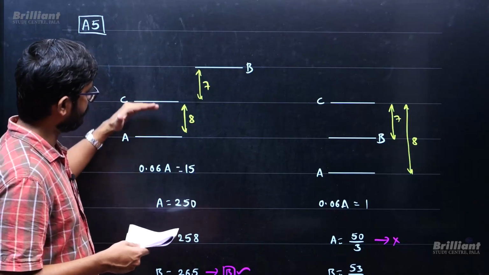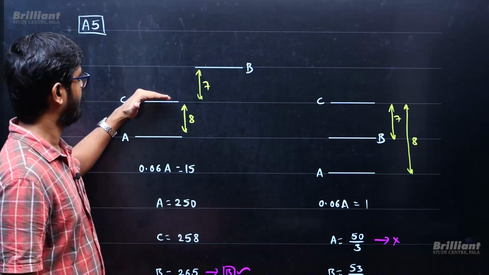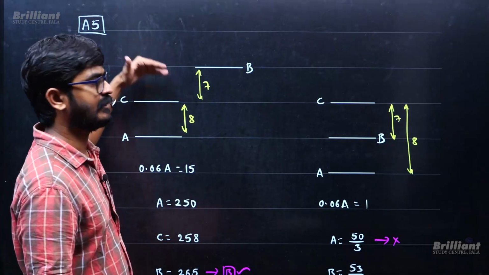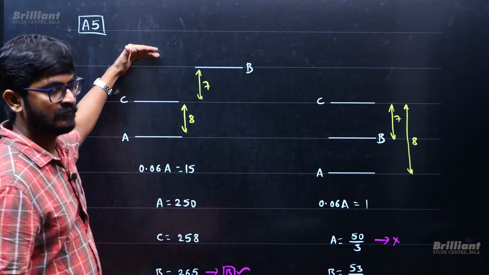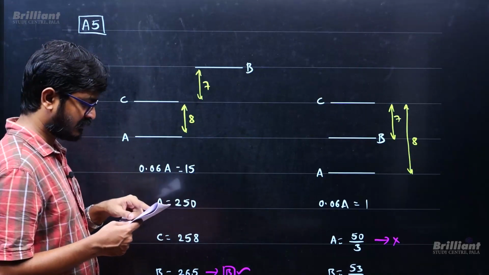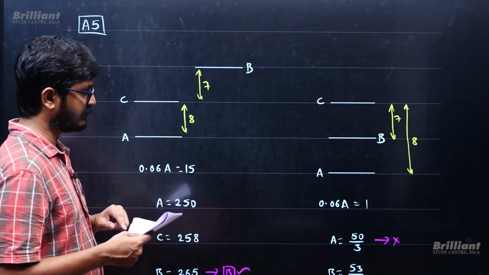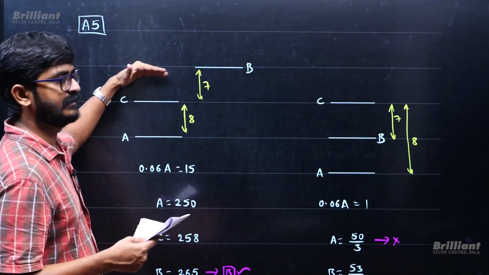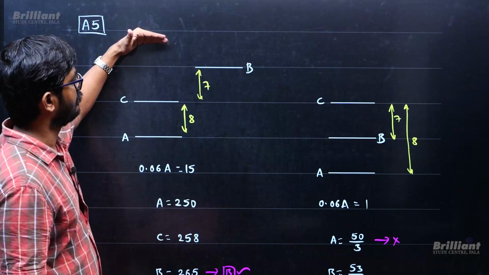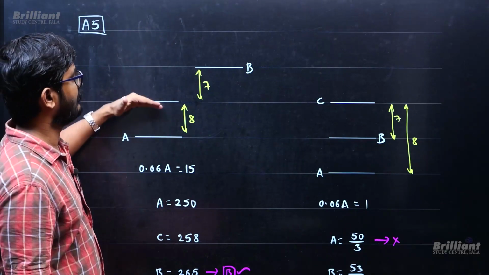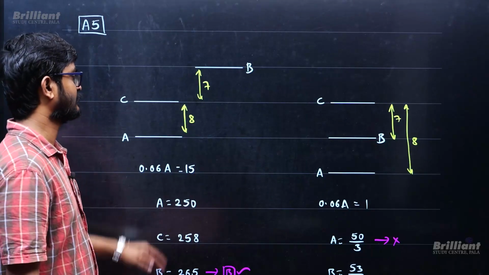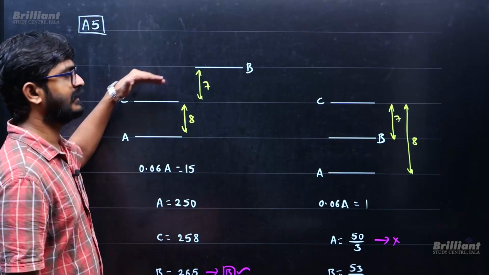So A can be lower than C, or A can be above C also. A can be more than C. But A can't be more than C according to the given information, because B and C produce 7 beats and B is higher also. So if A is above C, B is even above. Then the beat frequency between B and C will be more than between A and C. So that option is eliminated.